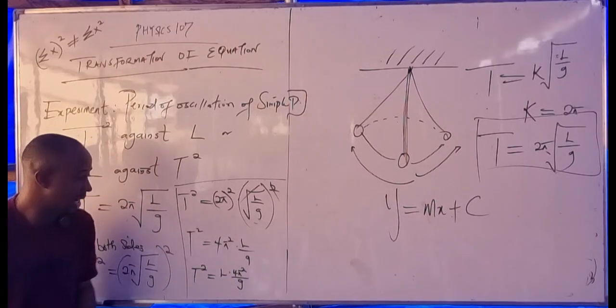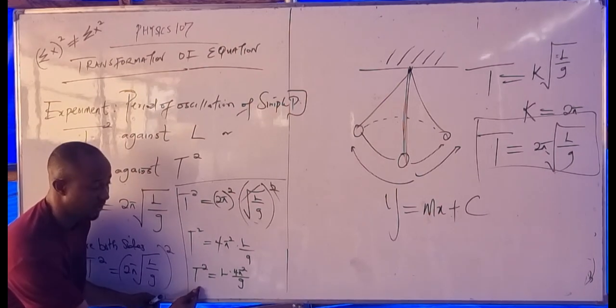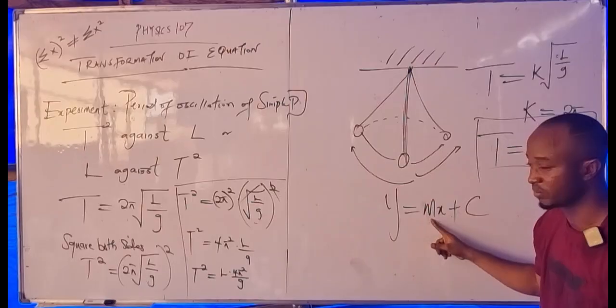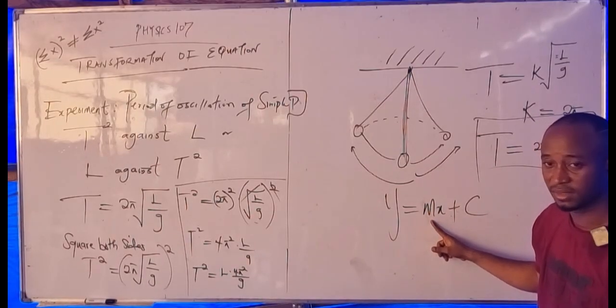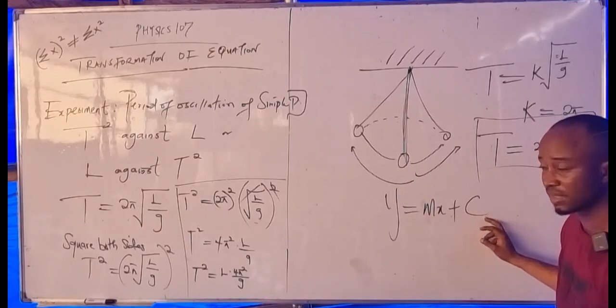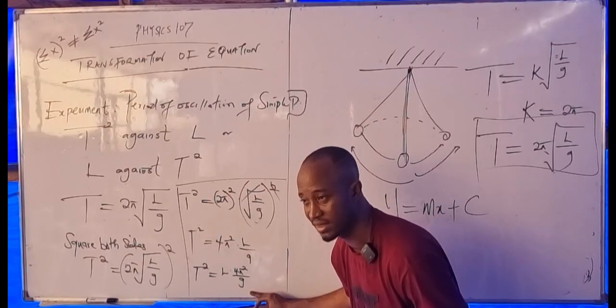I'm plotting the graph of T squared against L, a graph of Y against X. What's our slope here? M, isn't it? What's our slope? M. What's our intercept? C. So for a graph of T squared against L, what's our slope here? 4 pi squared over g. Are you getting the gist here?